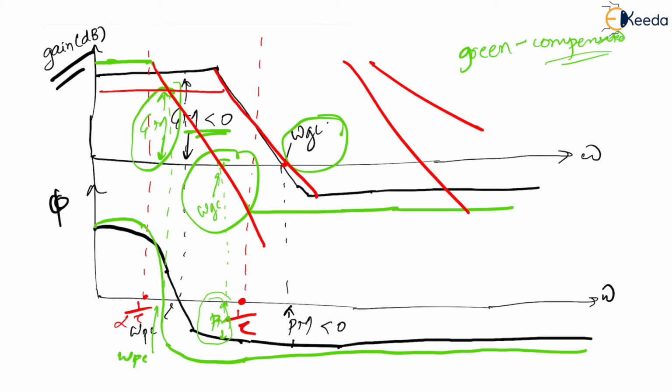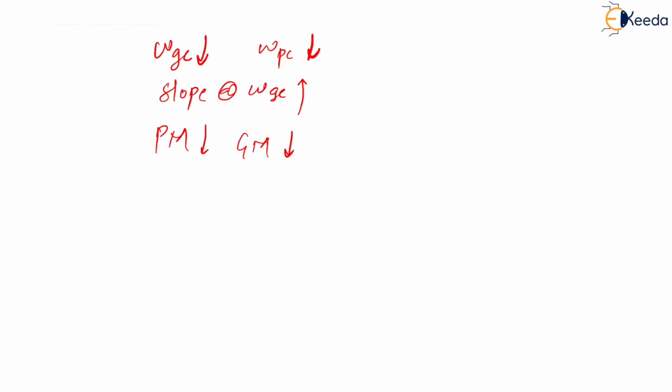Now the last parameter left is the bandwidth. If you check, the old one, in black, the bandwidth was up to here, but for the new one, bandwidth has just been up to here, which means bandwidth has also reduced. What does this mean? If the original system in black is already unstable, then the lag compensated system will become even more unstable, right?